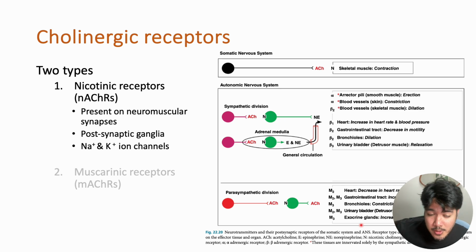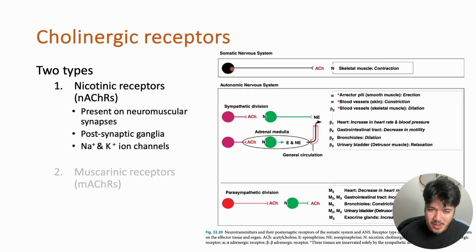To now focus on the cholinergic receptors and where they are found in your autonomic nervous system, we look at the two different types. Let's focus first on the nicotinic receptors. Nicotinic receptors are primarily found in two regions. They're either found on your skeletal muscles. Again, we had that schematic image, if you remember.